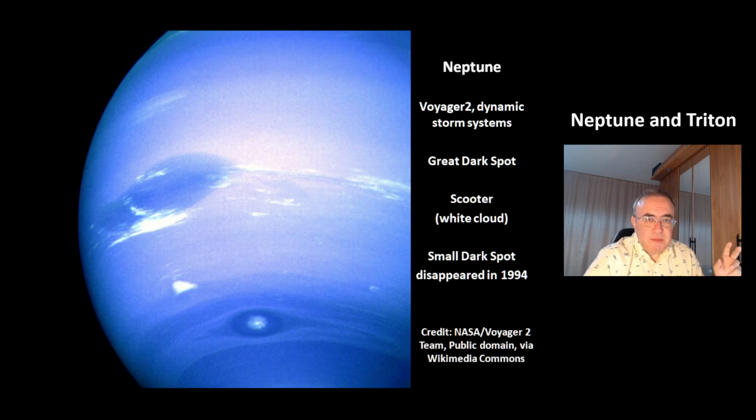This is another picture of the planet Neptune from the Voyager 2 spacecraft. It shows the dynamic storm systems and the great dark spot. And you can see further south, this structure is called Scooter, which is a white cloud. And you can see the small dark spot, which disappeared in 1994.